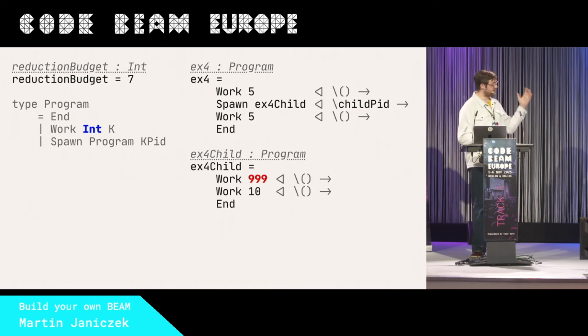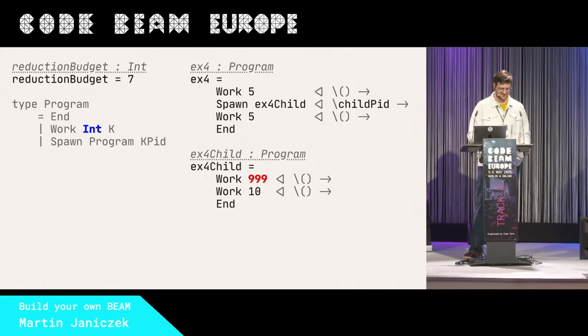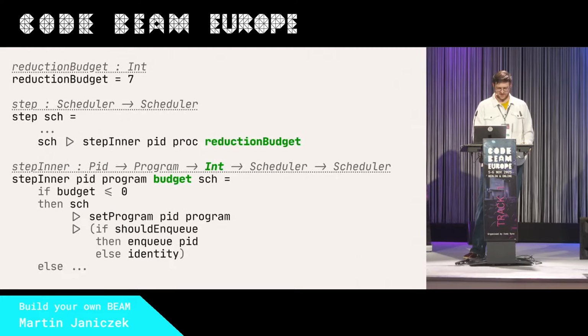For me, I do not have function calls in here, so I'm just going to use the integer in the work instruction to hold that amount of work. So we pass that reduction budget from the top to the step inner function, and now we have a bit of new logic.